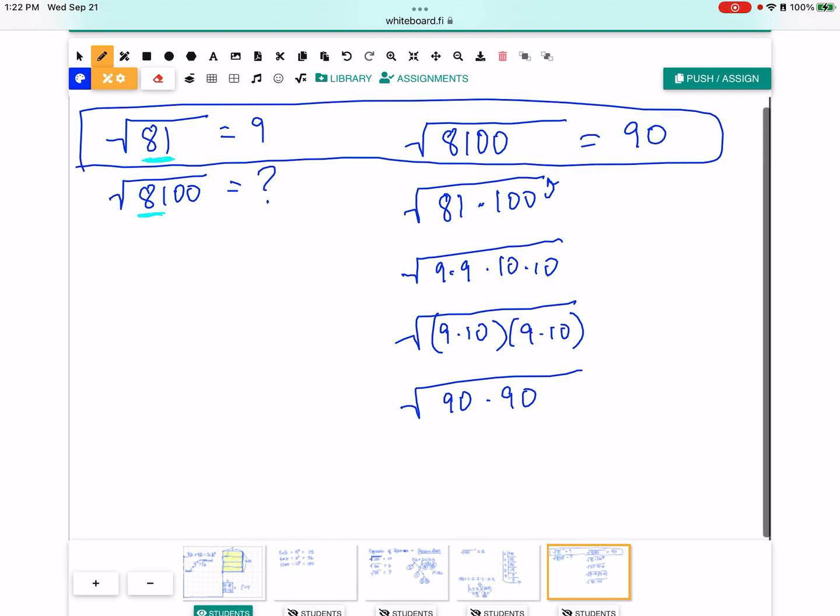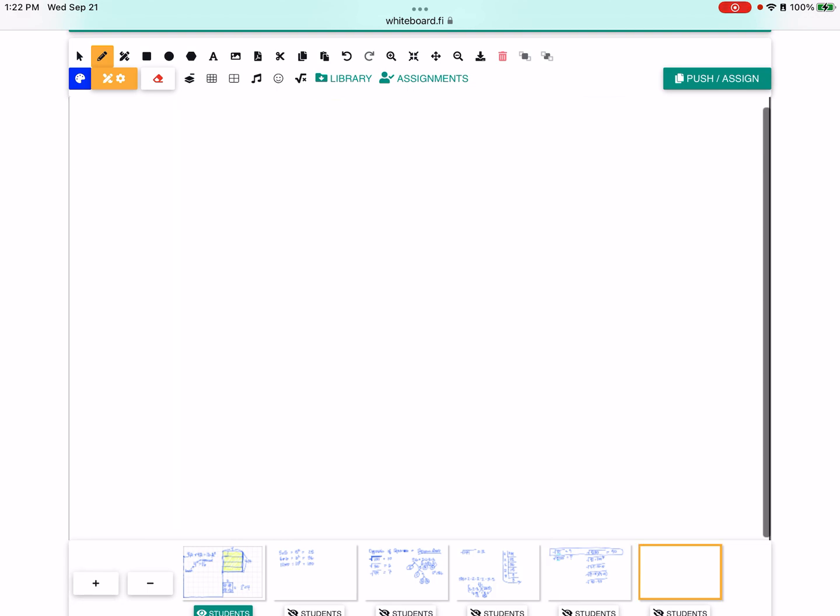Let's do one that's slightly more complicated. One that maybe you haven't seen before. What is the square root of 169? Well, it does happen to be 13. And if I ask you then, what is the square root of 16,900, how am I going to do that? Let's go ahead and think about it differently.